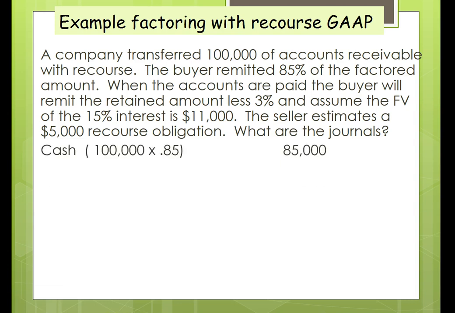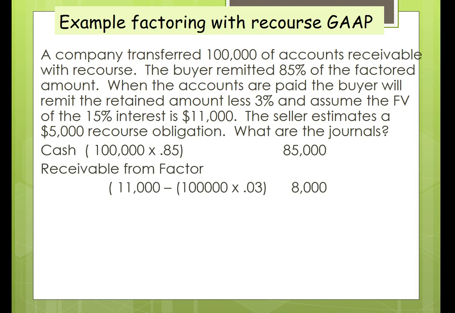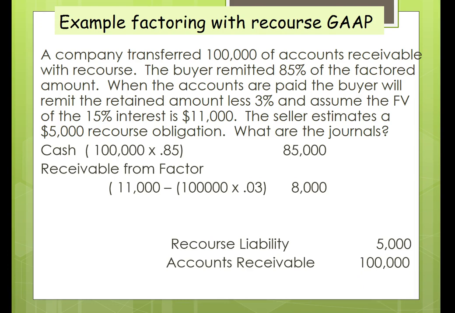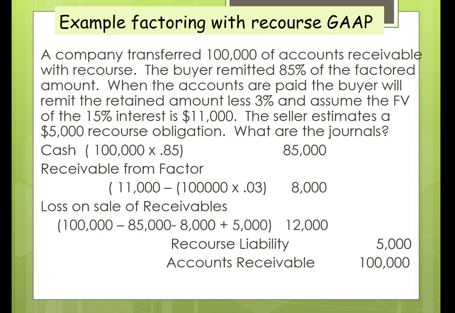The cash is still $85,000. The receivable from the factor is still $8,000. But now we have a recourse obligation we have to record of $5,000. We take our accounts receivable off the books, and the plug is going to be loss on sale of receivables, which now is $12,000 because of the recourse liability.